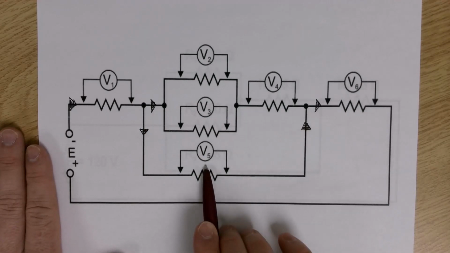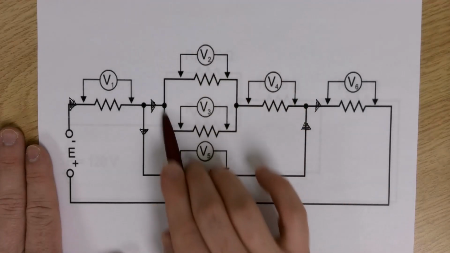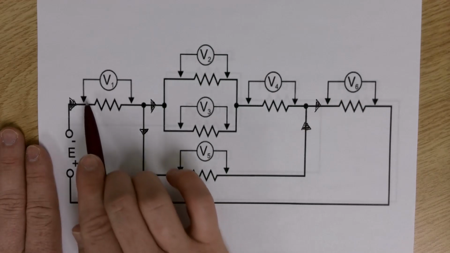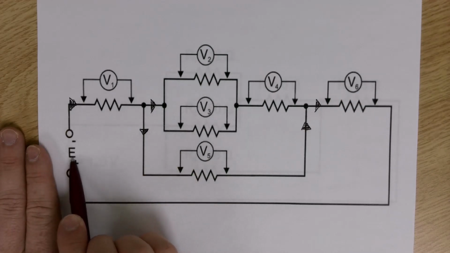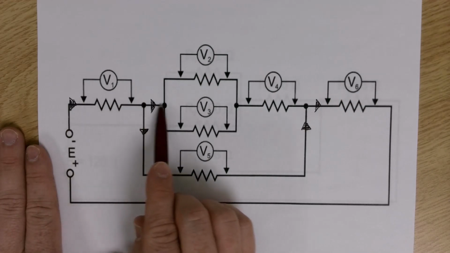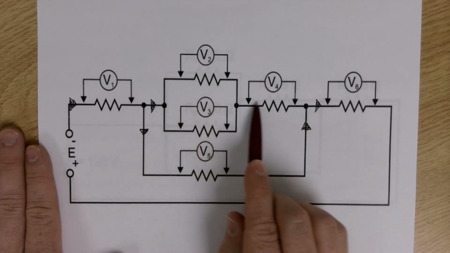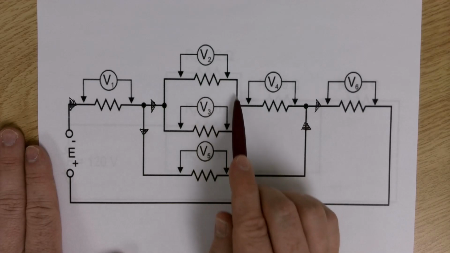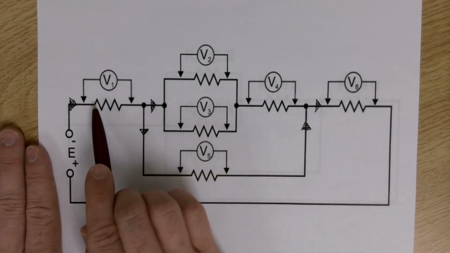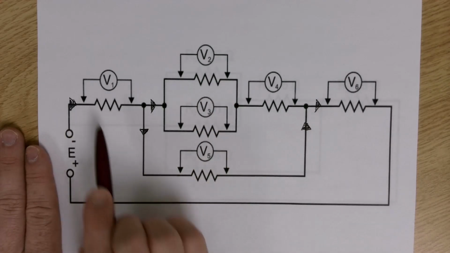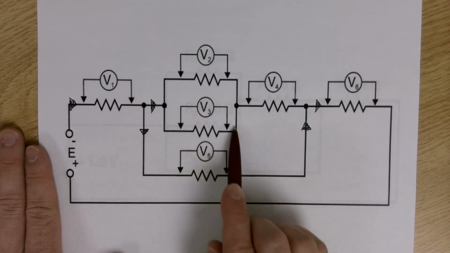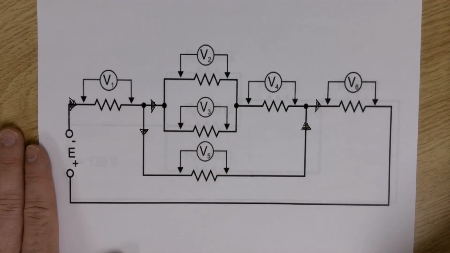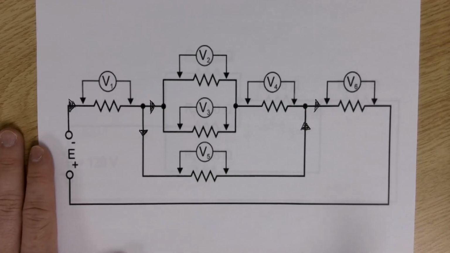Because V5 is in parallel with everything with these three. So that means I could also say, well, E is equal to V1 plus V2 plus V4 plus V6, because that's also one series circuit. So if I follow it around again, E would be equal to V1 plus V3 plus V4 plus V6.